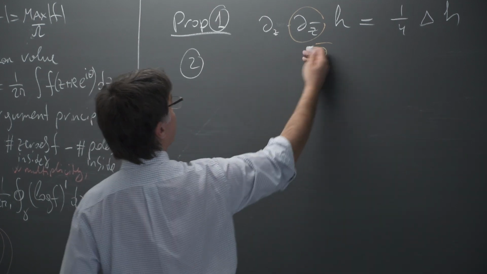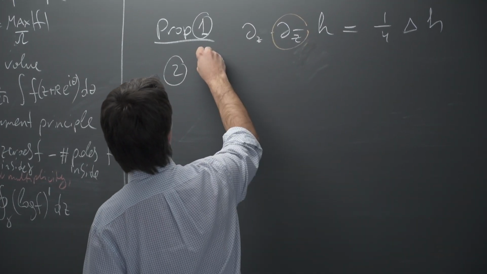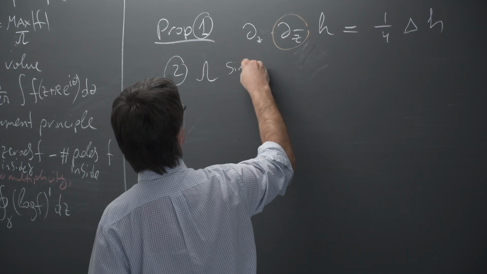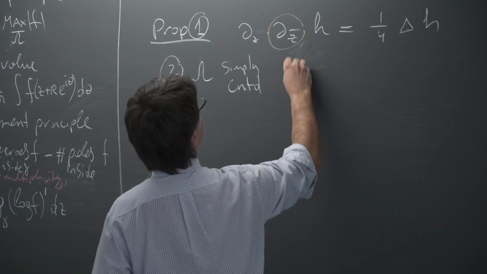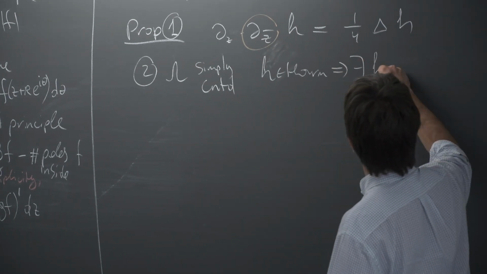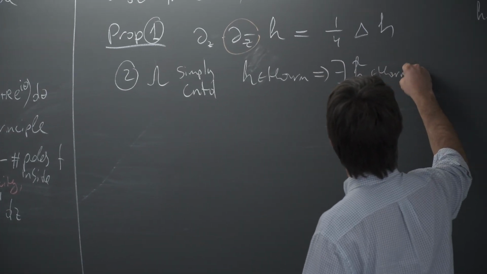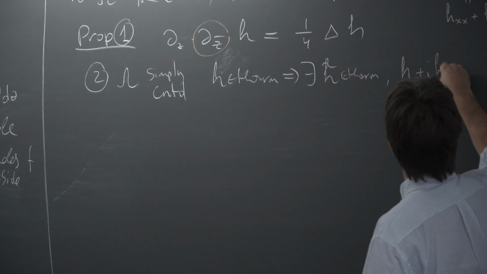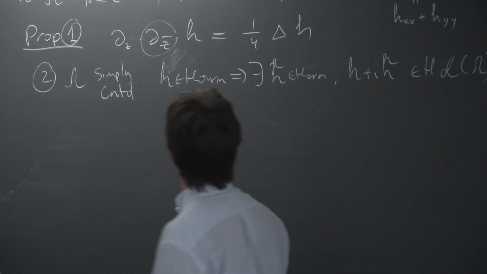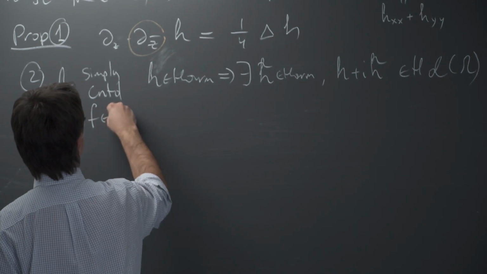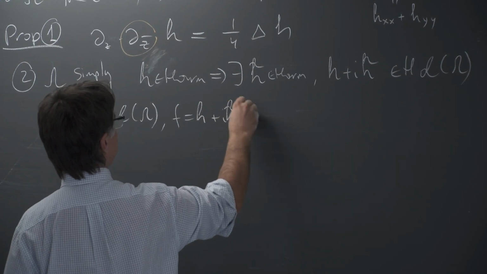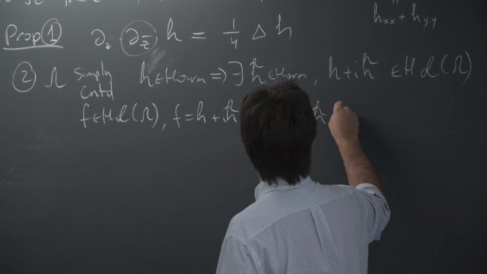Now the second property is that if omega is simply connected and h is harmonic, then there is an h tilde harmonic such that h plus i h tilde is holomorphic in omega. The other way around, if f is holomorphic in omega, f equal to h plus i h tilde, then h and h tilde are harmonic.